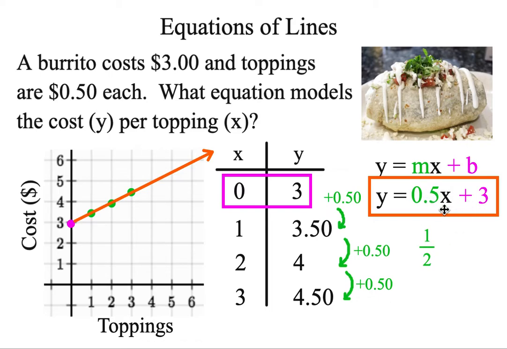Another way to use this model is you can change x to anything you want. Let's say you change x to 4. 0.5, or 1/2 times 4, half of 4 is 2. Plus 3 is 5. That's what y equals now. So that means your cost for 4 toppings is $5. And it's a way that you can basically make future predictions. That's why these models are helpful.